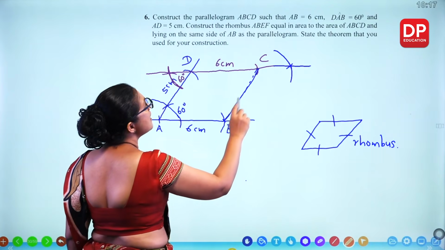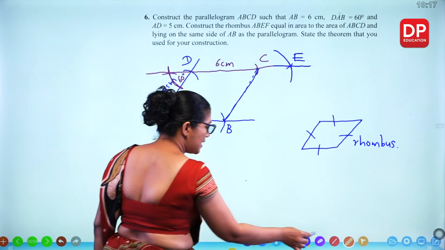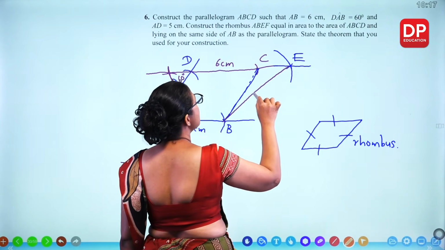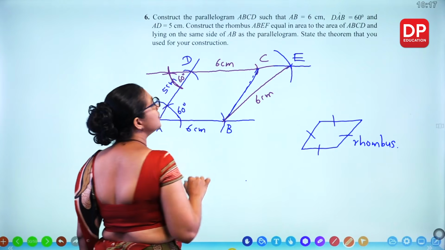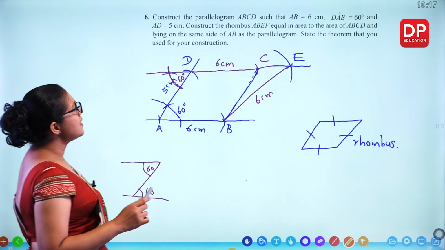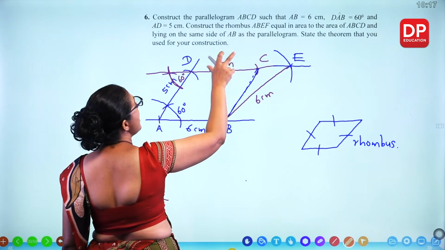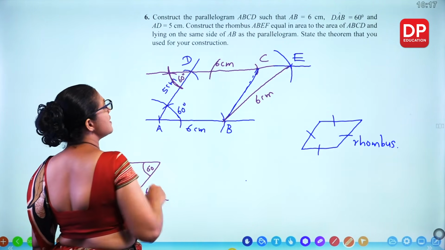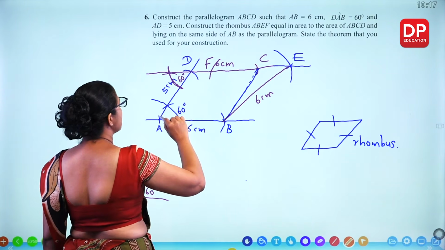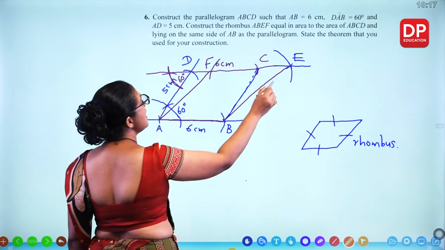Which point? ABEF, the point E. That means this length is 6 centimeters. And we need to do the same thing for point F. Either you can take 6 centimeters from this side and mark the arc. That's easier to do, and that's the F point. So we can draw the rhombus ABEF.